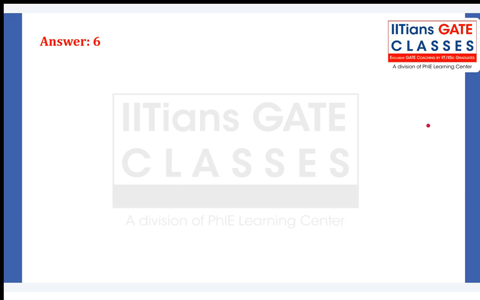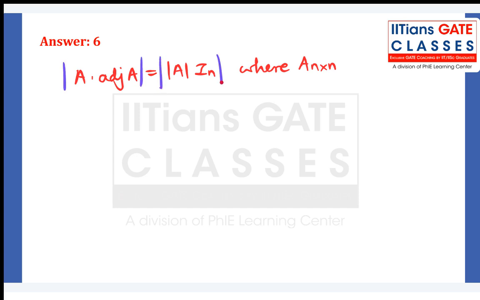First of all, you are supposed to use the definition of adjoint of a matrix. We know that if you multiply a matrix with its adjoint, since we are talking about matrix A here, A into adjoint of A is equal to determinant of A into In, where this matrix A is a square matrix, so the identity matrix will also have the same order. Then we take the determinant on both sides of this equation. These vertical lines represent the determinant operator.